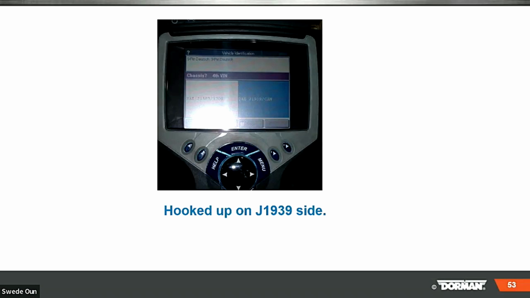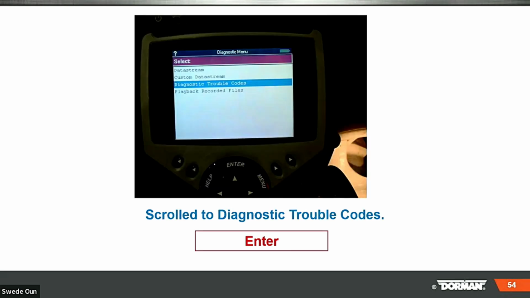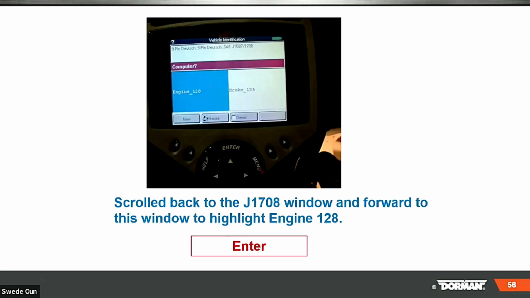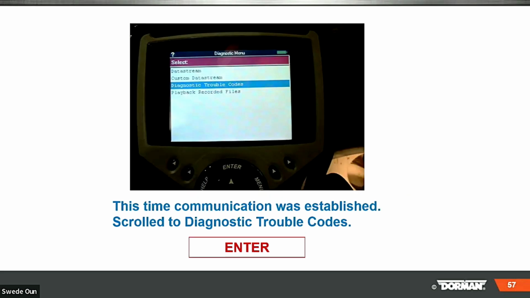I used to be an OTC contract trainer. I hooked up on the J1939 side, basically hit the enter button, scroll to diagnostic codes, enter. This time it came up with a communication error prompt. Why was that? So I had to get out of there and scroll now to my older one. Oh gee, it's the J1708. So I hit the enter button in here, highlighted 128, hit enter. This time, communication was established.